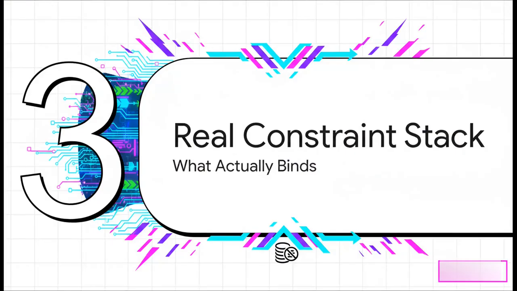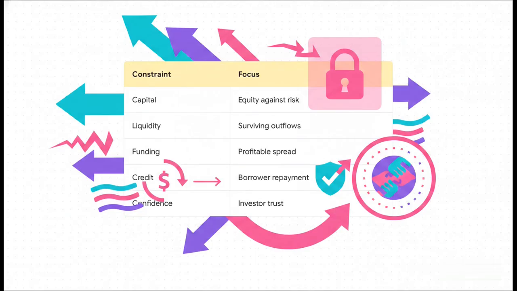Let's look at part 3, the real constraint stack. Now, just because the reserve requirement is 0 absolutely does not mean that banks can just print unlimited consequence-free money. That'd be crazy. Instead of relying on one magic reserve ratio, modern credit creation is held back by what we call a real constraint stack. So a bank actually has to ask, do we have enough capital to satisfy regulators? Can we survive a sudden deposit outflow?